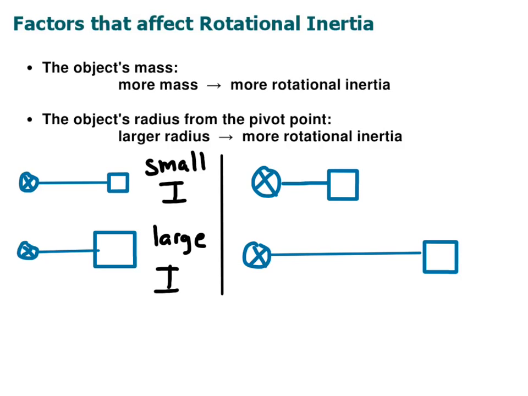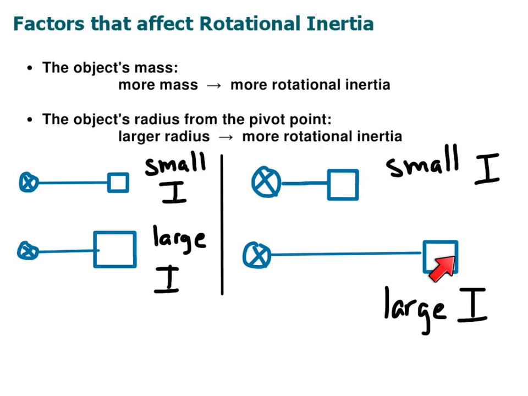So if I now have two boxes that have the same mass, but one of them is at a much larger distance away from the pivot point, it's going to be a lot harder for me to change this box's rotational motion compared to this box's rotational motion because it is closer to the pivot point. So this one will have a small moment of inertia. This one, because it's farther away, will have a much larger moment of inertia.